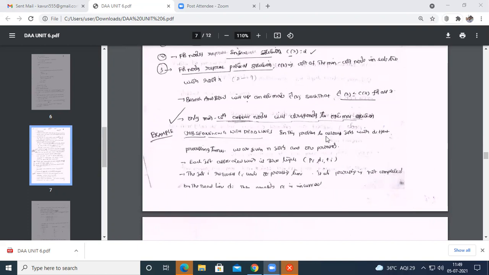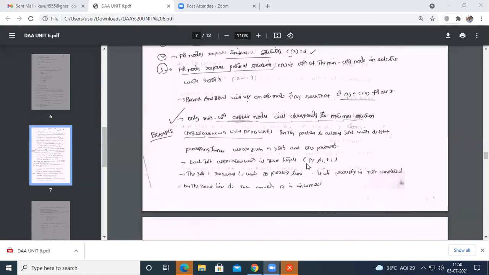In this problem there are different jobs with processing times P1, P2, P3. Every job has a deadline. We are given n jobs on one processor, and each job is associated with three tuples: P of I, D of I, and T of I.